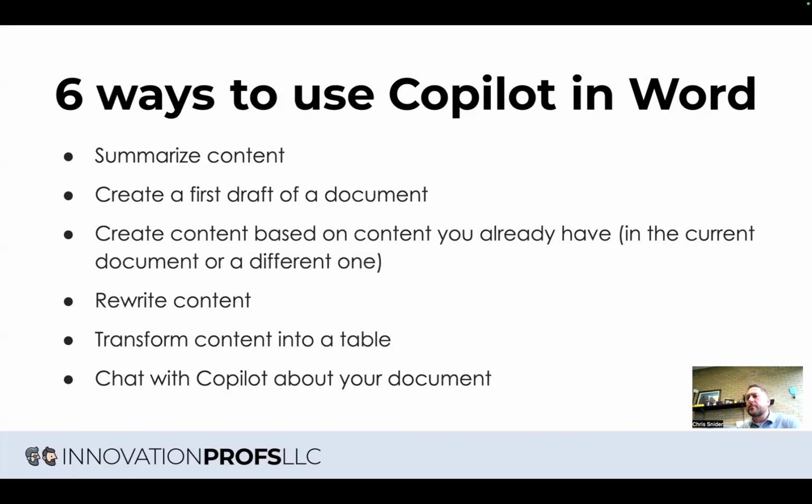I want to talk about six core ways that you can use Copilot in Word. One is summarizing content. Second is to create a first draft of a document. Third is to create content based on content you already have, whether that is content already in the current document or in a different document that you want to reference. We can use it to rewrite content. We can transform content into a table, which is kind of like the write-a-poem thing, a little out of left field, but an interesting one to see. And then we can chat with Copilot about the document itself.